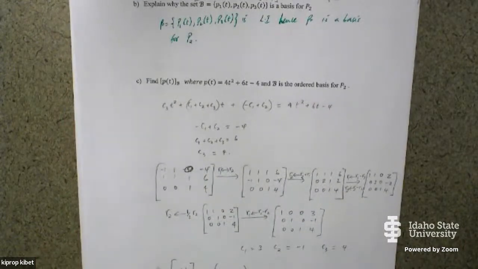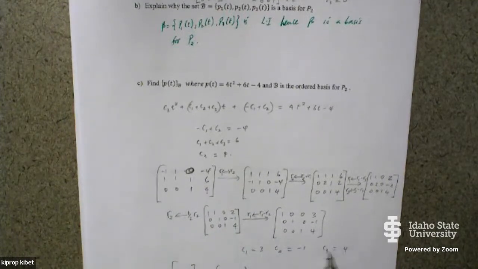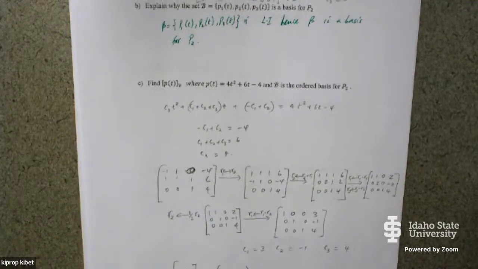So our order, they call it the B coordinate, and the solution here is 3, -4, -1, -4, 3, 1. So this is C1, C2. So that is how to solve that.